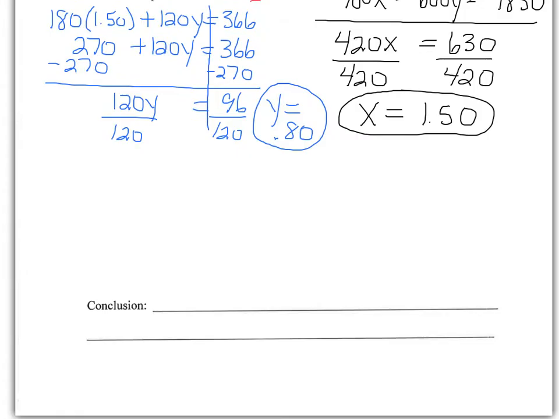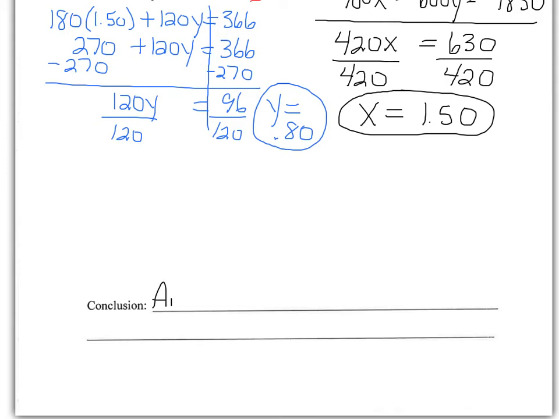So at this point, once I have y equals 0.80 and x equals $1.50, let's go ahead and write down our conclusion. Remember, x stood for the price of an adult ticket, and y stood for the price of a child ticket. So let's write our conclusion in a complete sentence.